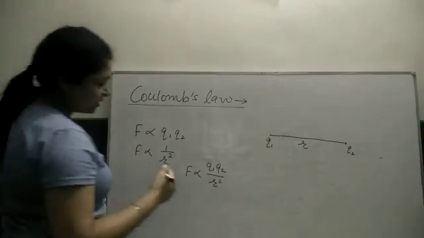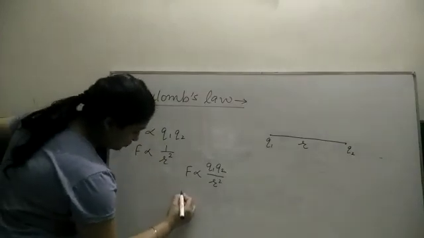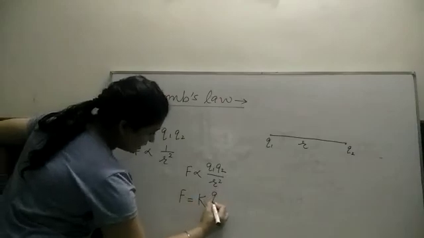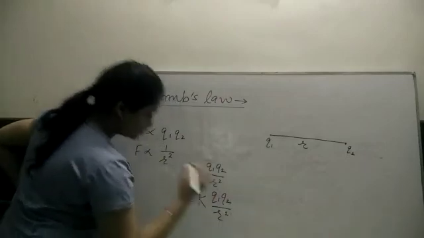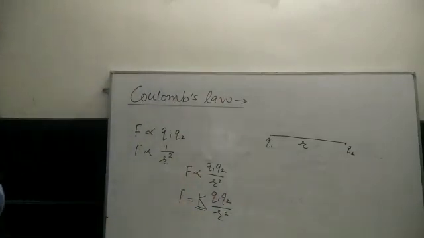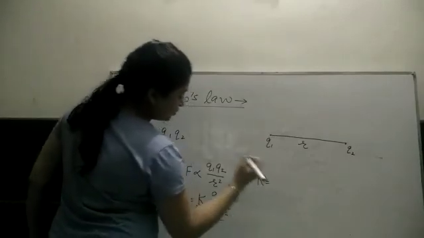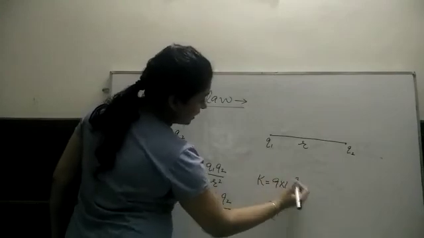So this proportionality is there, and we have to remove that proportionality. For removing that proportionality, we have to use one proportionality constant. So I'm going to use the constant K here. F equals K times Q1 Q2 over r square. What is this K? This is the constant of proportionality and its value is 9 into 10 raised to power 9.